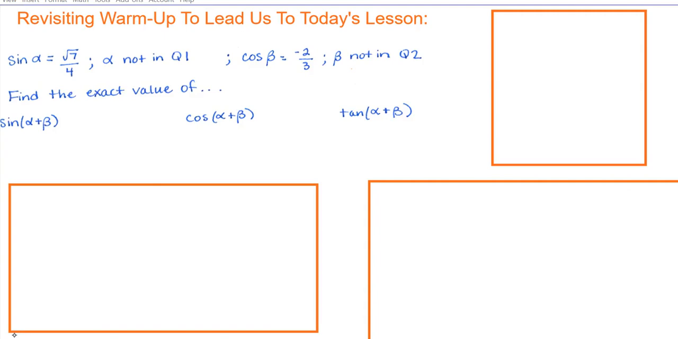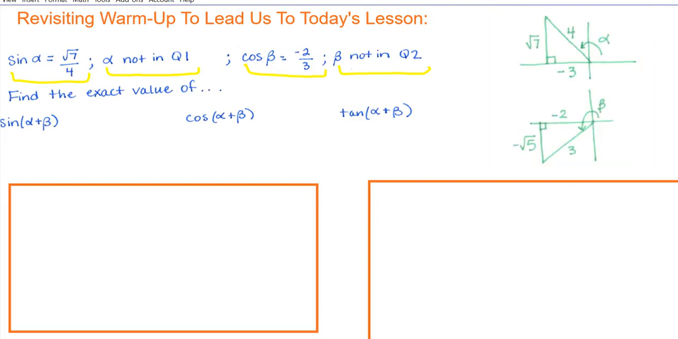So we're given that sine of alpha is square root 7 over 4. Alpha is not in quadrant 1. Cosine of beta is negative 2/3. Beta is not in quadrant 2. We use that information to make reference triangles for alpha and beta. So if the sine of alpha is positive, but it's not in quadrant 1, it must be in quadrant 2. And if the cosine of beta is negative, and it's not in quadrant 2, it must be in quadrant 3. Okay, so we draw the reference triangles and we use the Pythagorean theorem to find the missing side lengths.